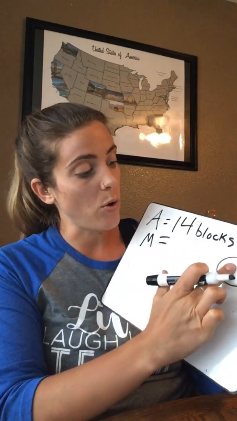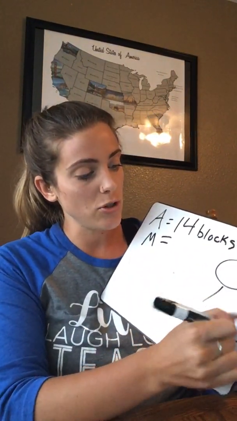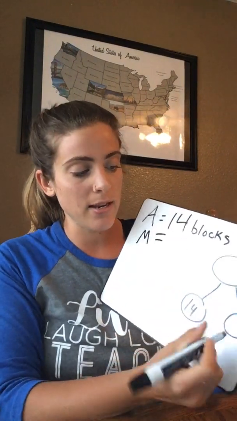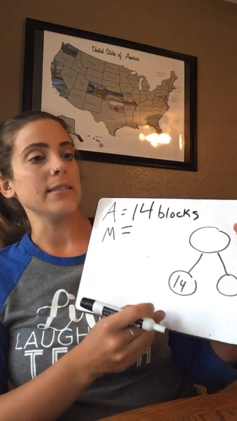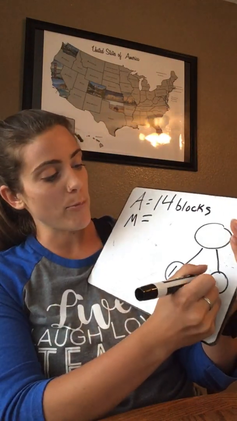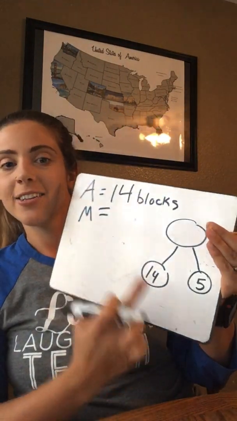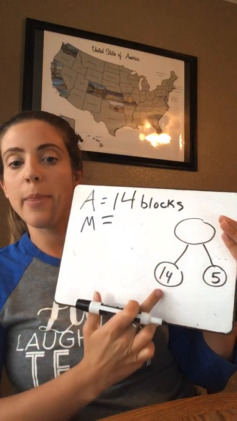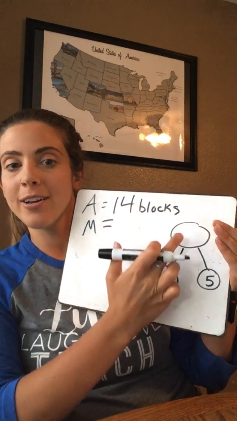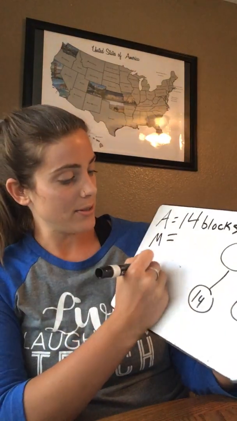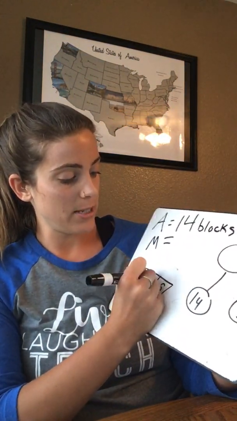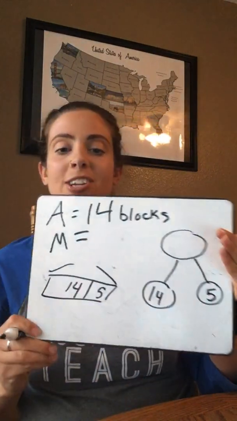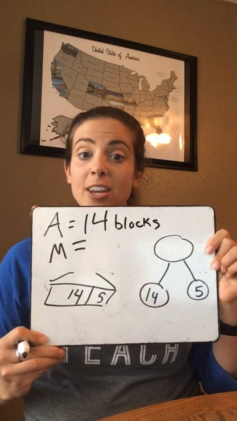Oh, we can't do the whole because we don't know what our big number is, but we do know Aiden's 14 plus how many more will give us Miri's. So let's see, we said she used 5 more blocks. So Aiden had 14, Miri had that, what Aiden had, plus 5 more. How many blocks did Miri use? So let's go ahead and do that with our tape diagram. 14 plus 5. And what's our answer going to be? Go ahead and pause the video, see if you can solve.